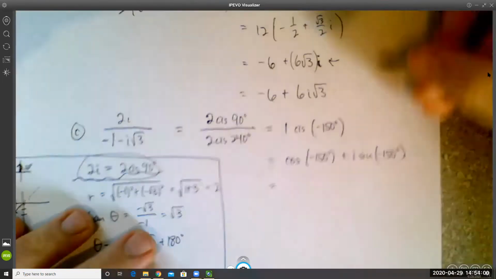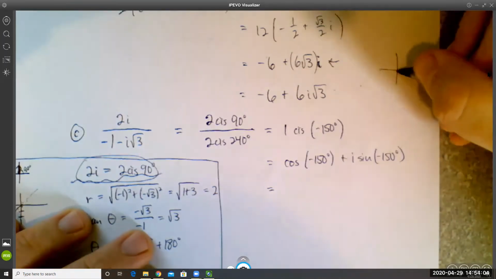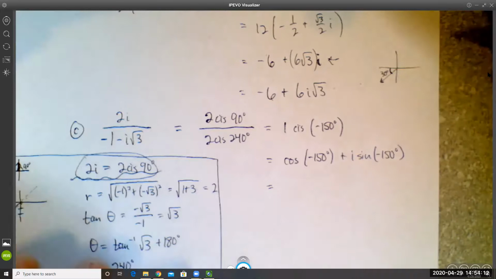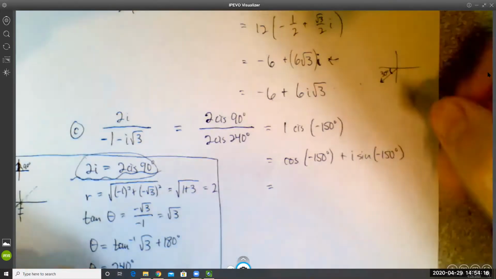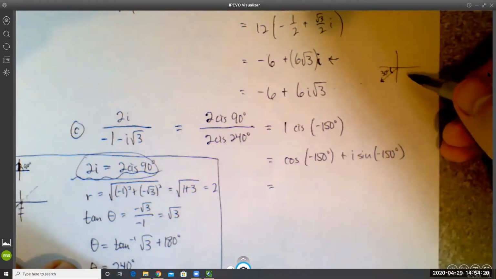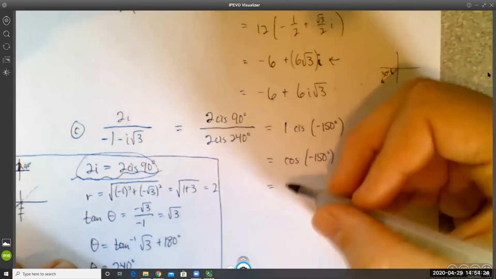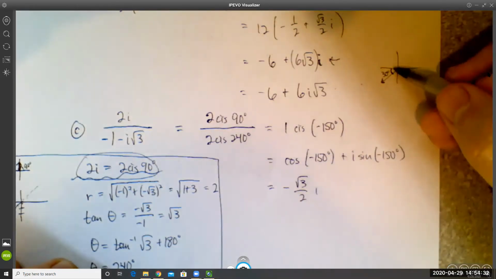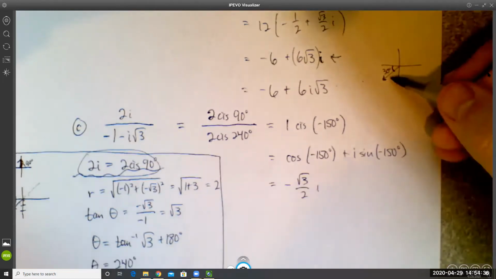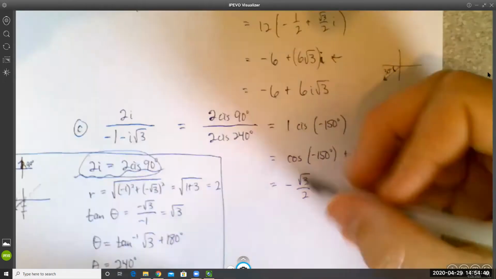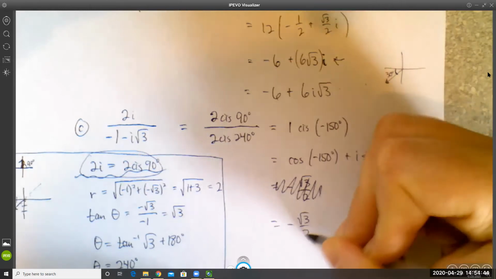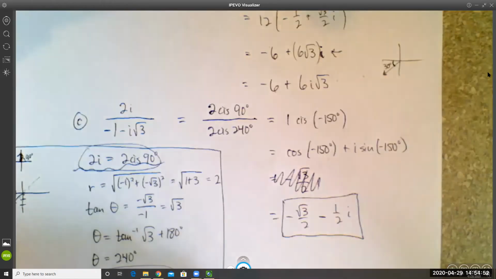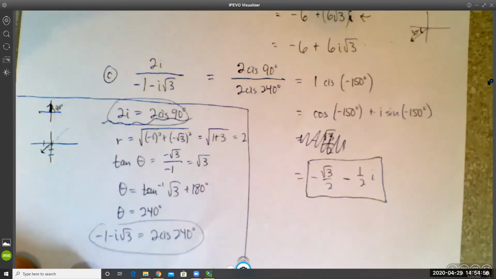Cosine negative 150. Oh, goodness. Negative 150 is going to be in quadrant 3, right? And the reference angle is going to be 30 degrees. I guess we just love these reference angles of 30 degrees right now. But anyway, cosine 30 degrees, like we've been saying, is root 3 over 2. Since we're in quadrant 3, cosine's negative there. This is going to be negative root 3 over 2. Sine of 30 degrees would be 1/2, but since we're in quadrant 3, that's going to be a negative 1/2, right? So actually, let me write this again. This is negative root 3 over 2 minus 1/2 i. And that's the final answer there. And that'll do it for our discussion of the product and quotient rules.